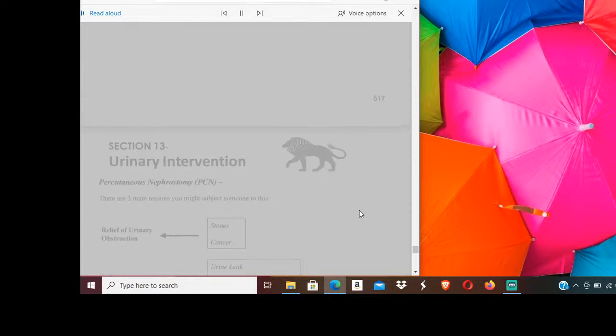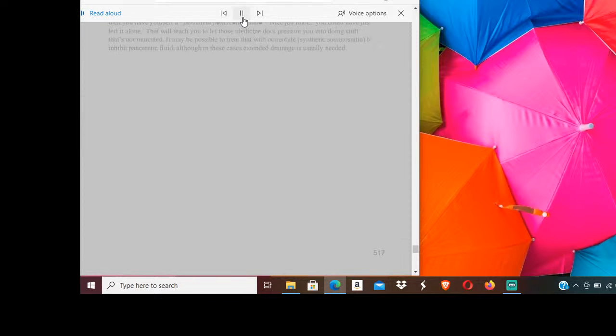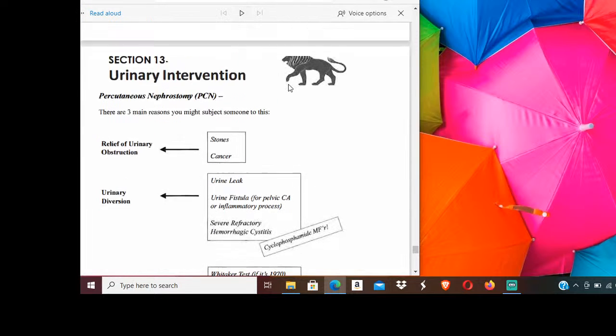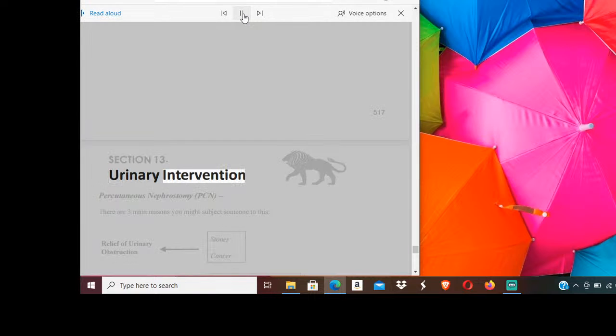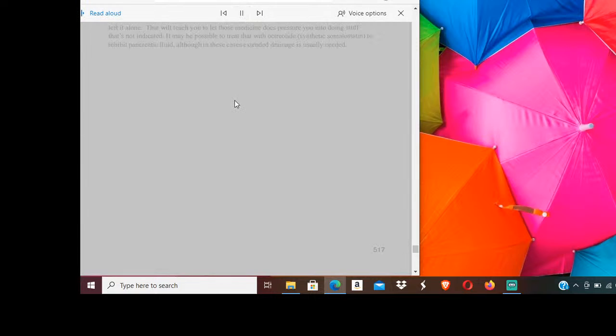517. Section 13, urinary intervention. Percutaneous nephrostomy.